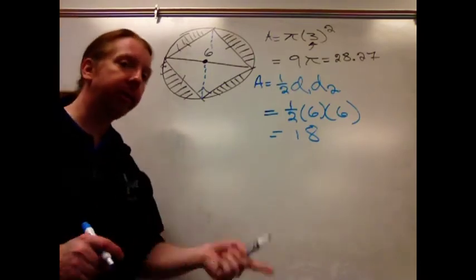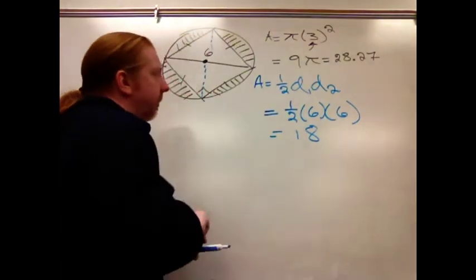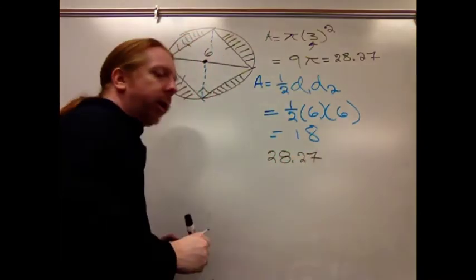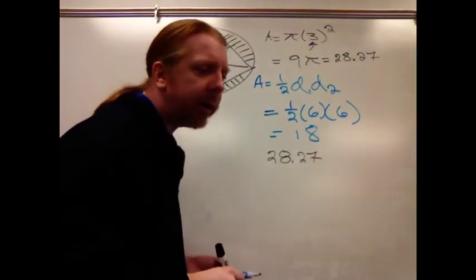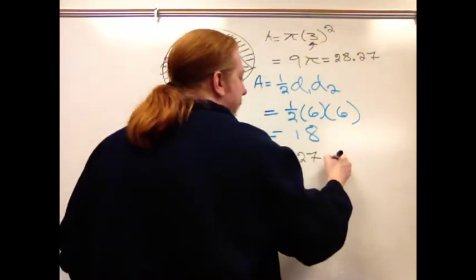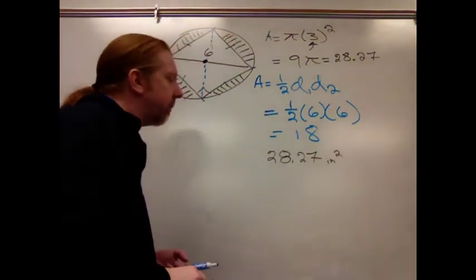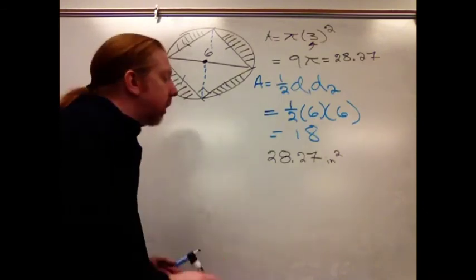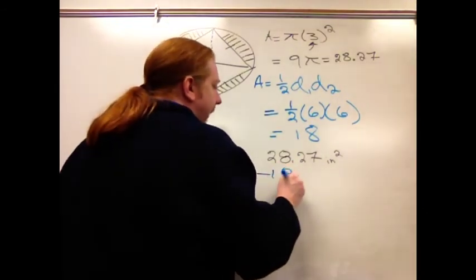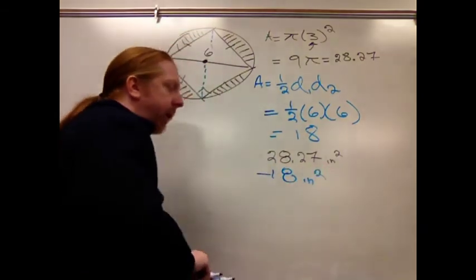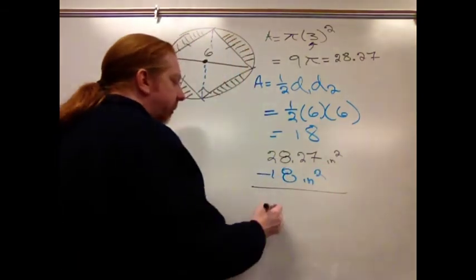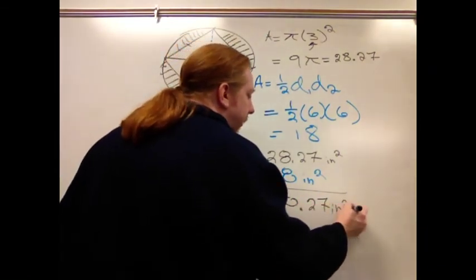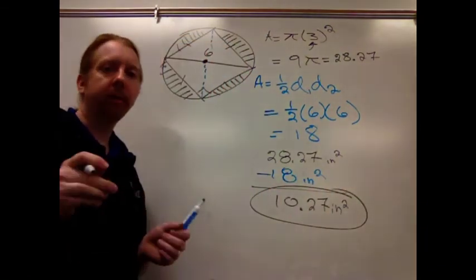Now, that's my cutout. So, I started off with 28.27 square units there. I believe this problem actually uses inches. So 28.27 square inches, that's the whole circle, from which I'm going to subtract 18 square inches as my cutout. My final answer then is 10.27 square inches for the remaining shaded portion.